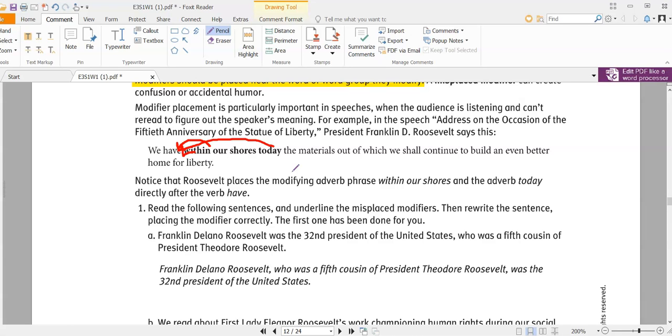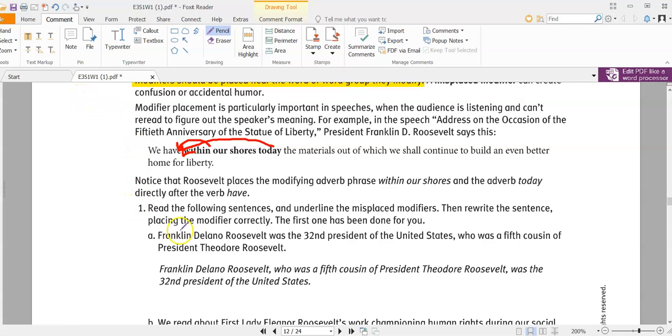So when we read the following sentences, we're going to underline the misplaced modifiers. Then we're going to rewrite the sentence, placing the modifier correctly. The first one has been done for you. So let's do this together so I can try to help you understand.